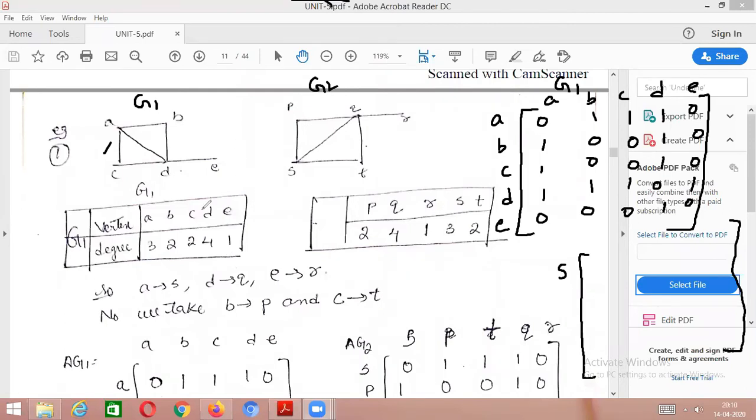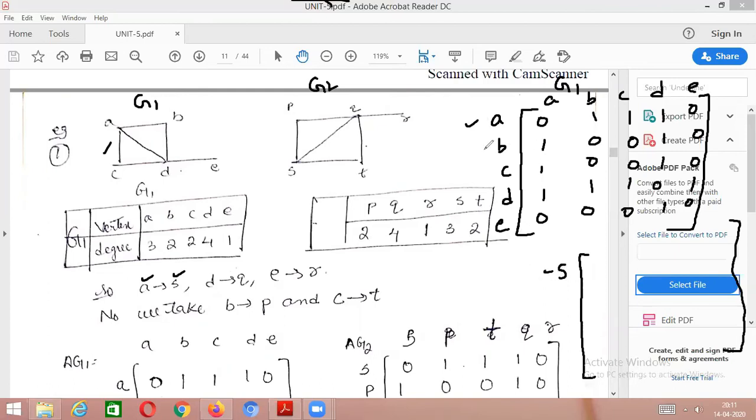Now, when you're taking the adjacency matrix for the second graph, you maintain this order, where we mapped A to S. So you don't consider the order P, Q, R, S, T. You have to check that the degree is the same. A degree is 3, S degree is 3. So first your A is there, so you have to maintain the order according to degree, not the PQRST order. So first you write A, here you have to write S.